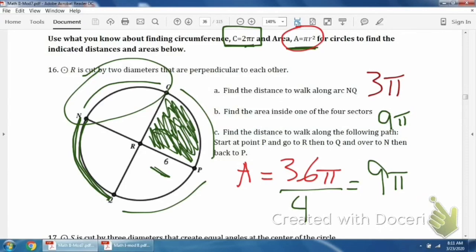And for C, you should be able to figure it out. You might have to add up some of the 3 pi's.